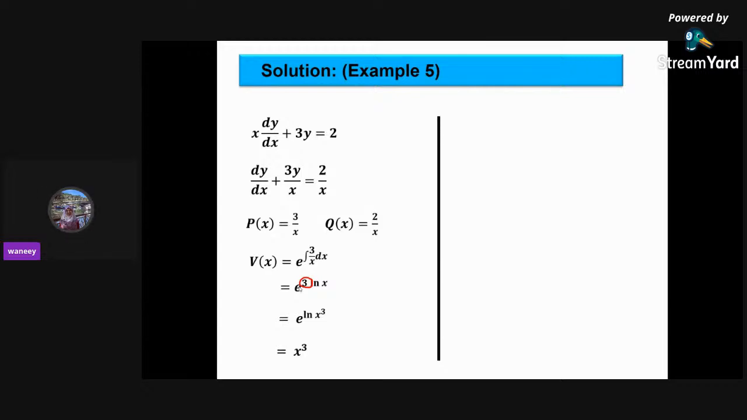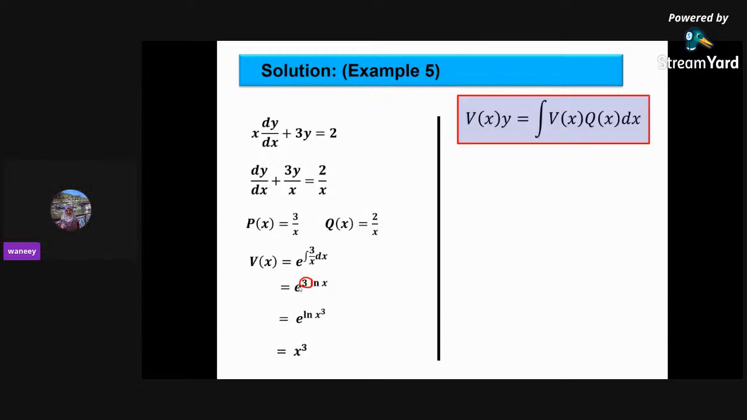The third step, we're going to substitute into the formula Vxy equal to integrate Vxqx dx. Substitute everything in. So we got x cubed y equal to integrate x cubed times 2 over x dx. So do make sure to simplify the right hand side first before we integrate them. Simplify, it will become 2 integrate x squared dx. So integrating x squared, it will simply become x cubed over 3.